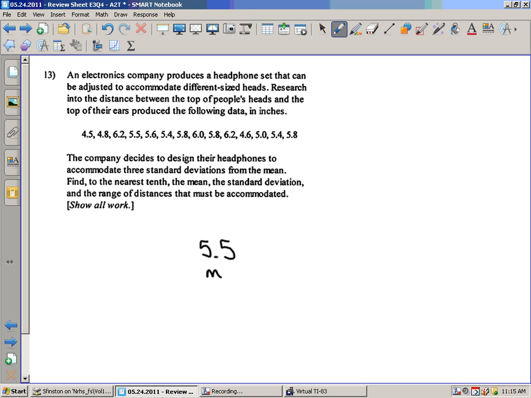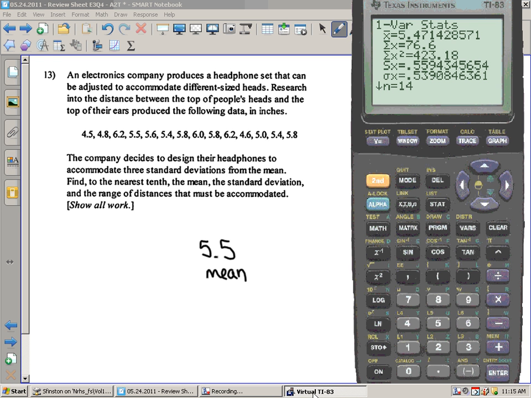And I'm going to put that in the middle. To find the mean, the standard deviation, and the range of distances. Well, how much is a standard deviation in this particular case? 0.56. Wait a minute. To the nearest tenth? It's going to be 0.6 because we're using the sample. Oh, it does though. Find the nearest tenth.